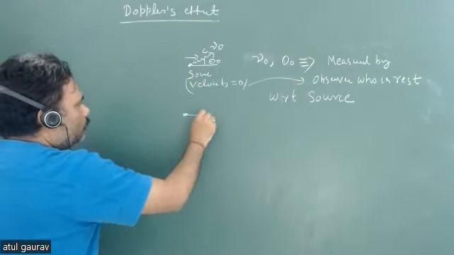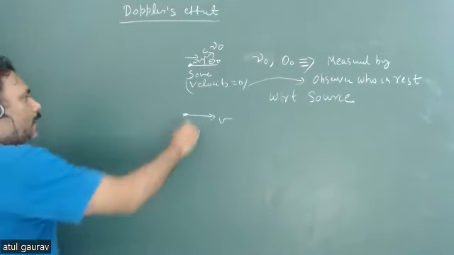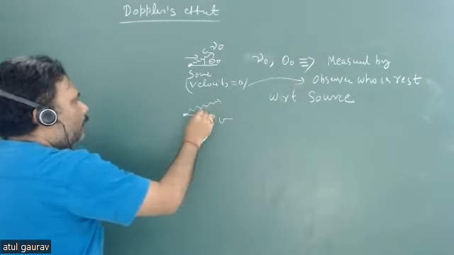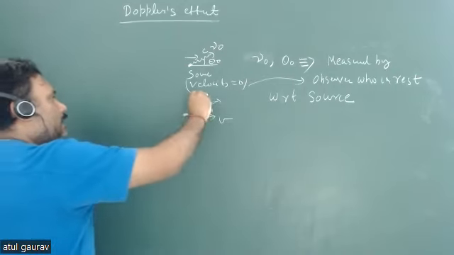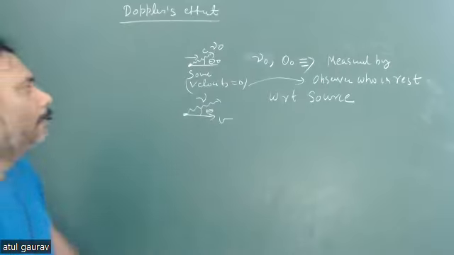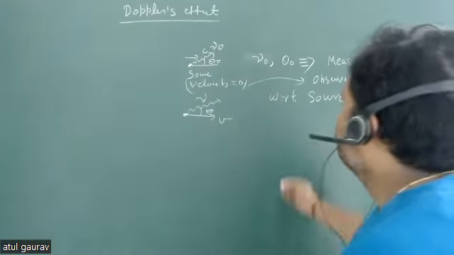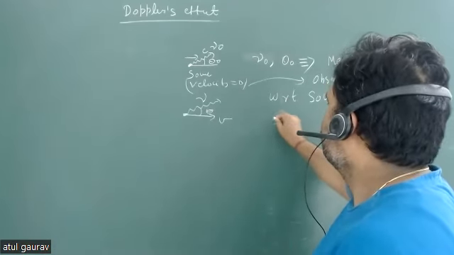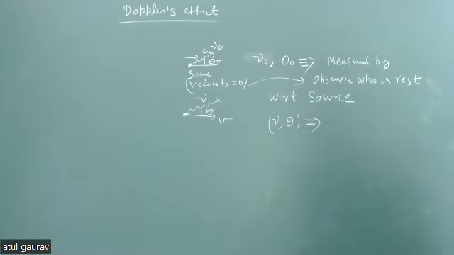The source is moving with velocity v, and the angle that appears to the observer is theta, and the frequency measured by him is nu. Okay, so now what are nu and theta? What will nu and theta be?